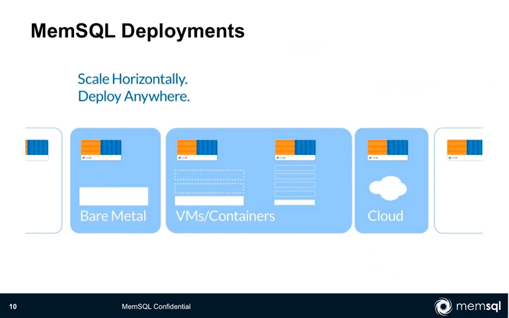In terms of MemSQL deployments, we like to say that you can scale horizontally but deploy anywhere. That might be in your data center in a bare metal configuration. It might be across virtual machines or containers that could be in your data center or in the cloud. And of course, you could go for full-on cloud deployment with instances on Amazon or other popular cloud providers, Azure, Google Compute as well. But we think that this flexibility gives a tremendous advantage to our customers to manage their data the way they want to, and a deployment that suits their needs.